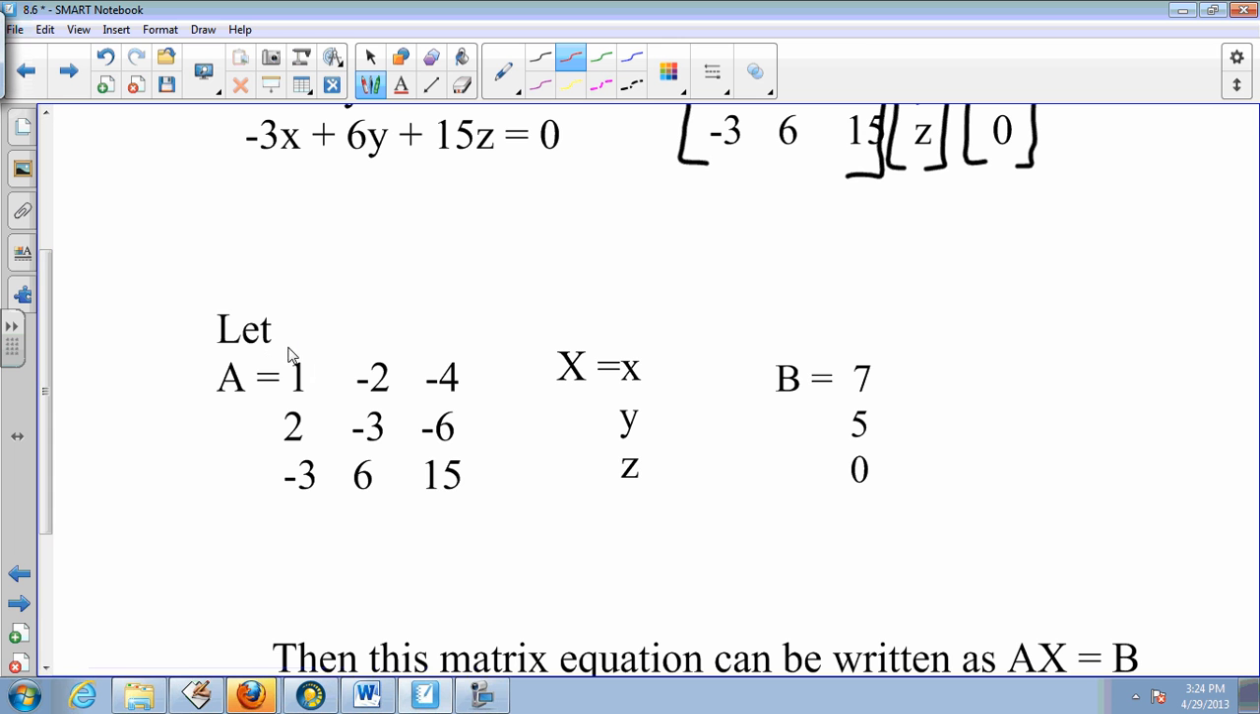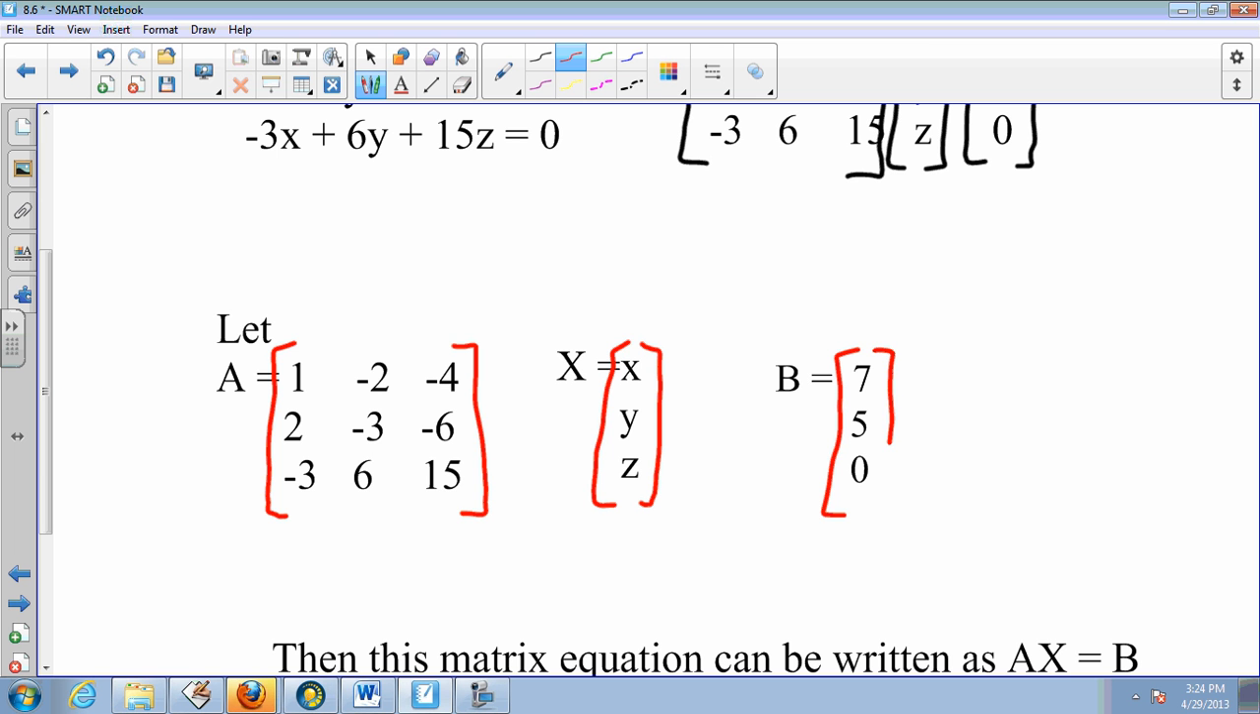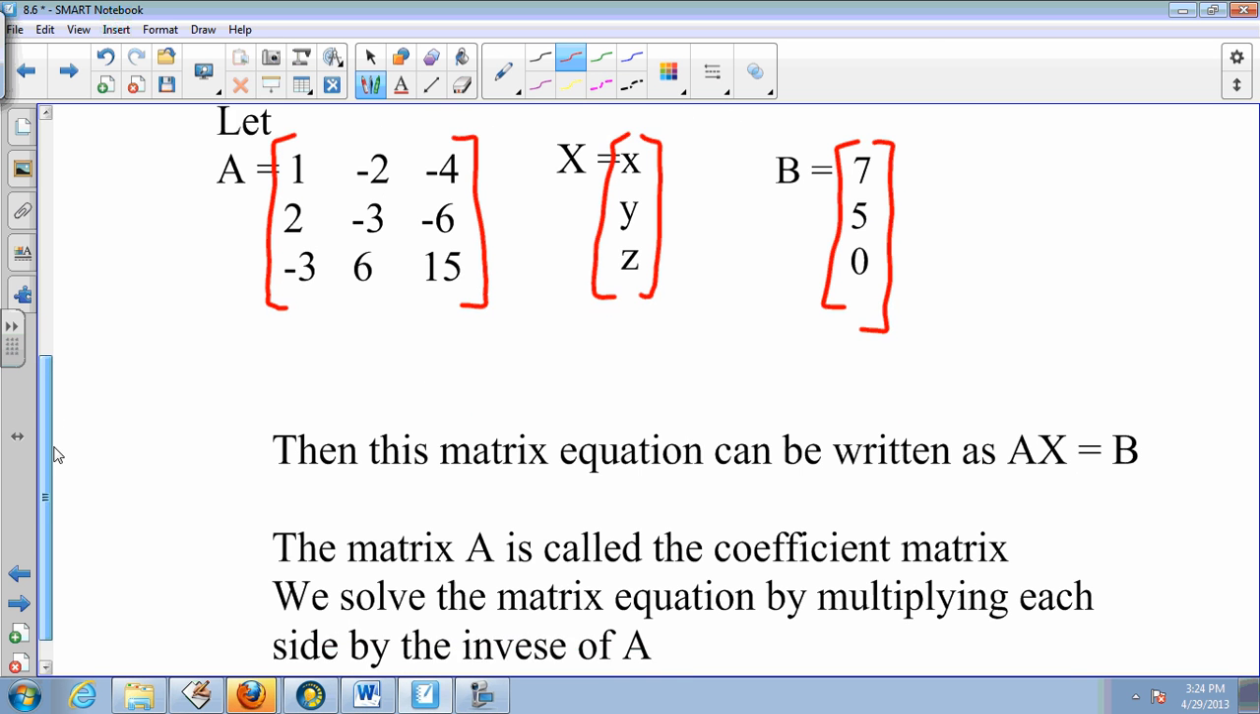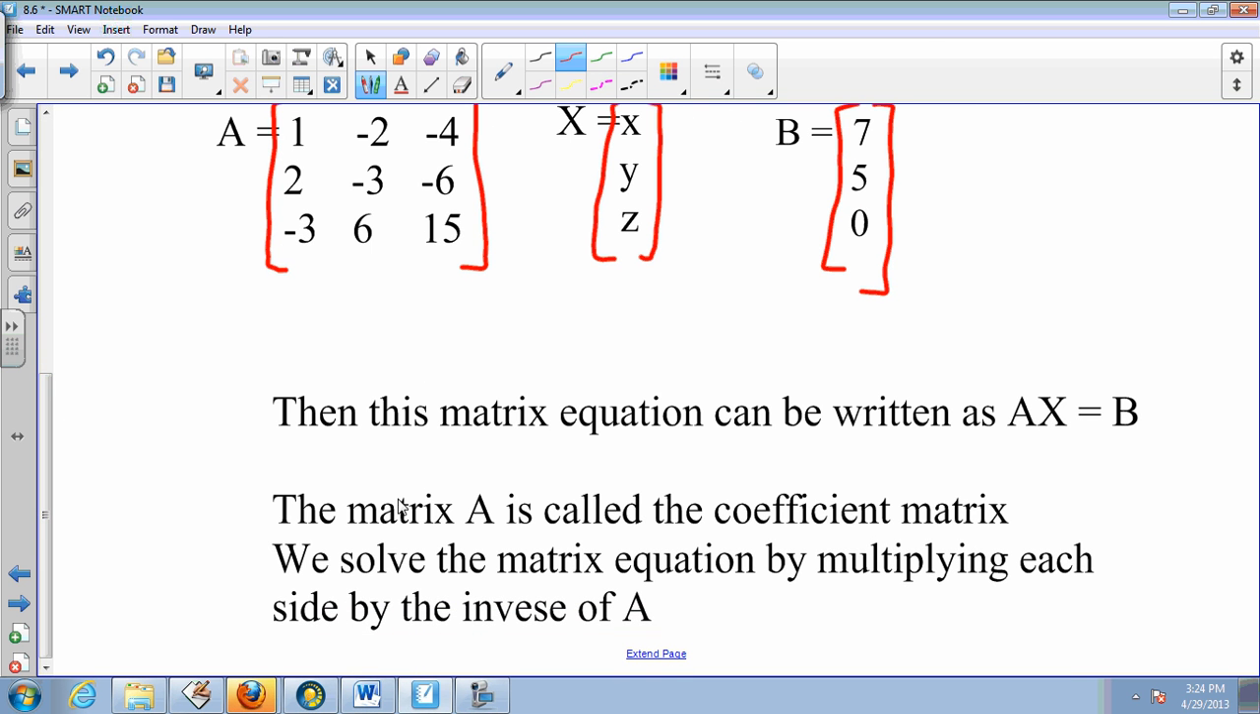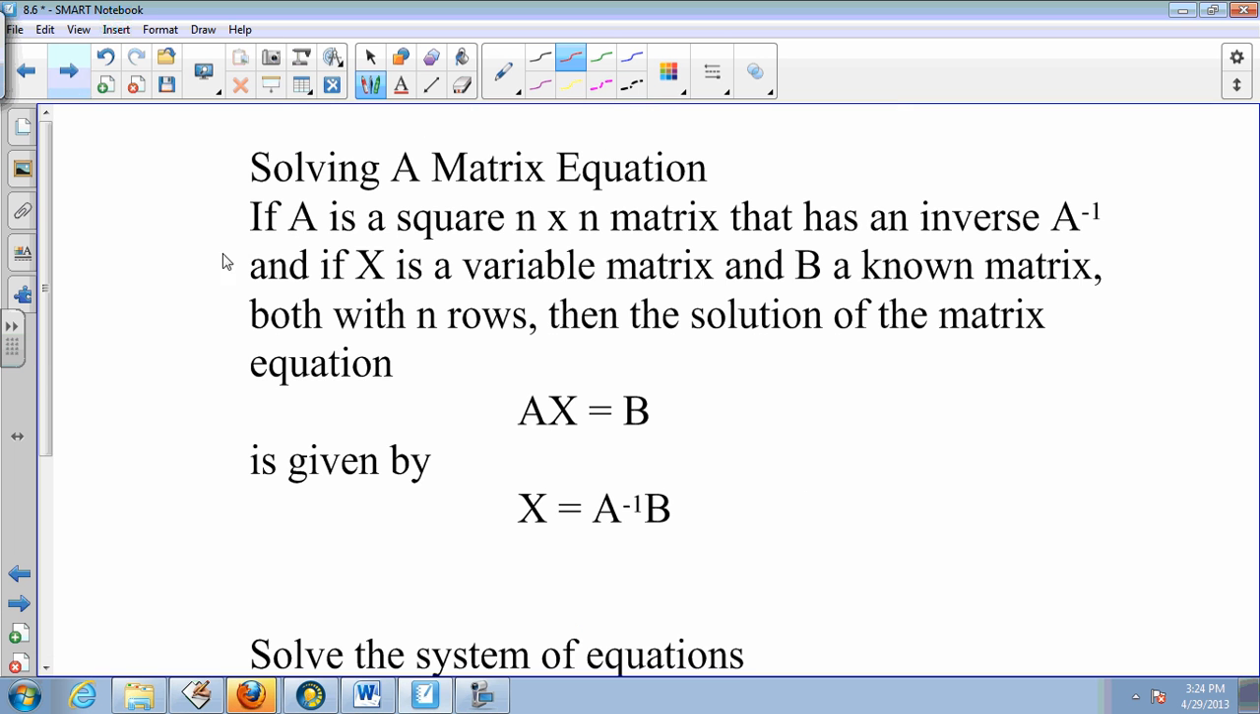So if we're given a matrix A, and a matrix X, and a matrix B, this matrix equation can be written as AX equals B. The matrix A is called the coefficient matrix, and we solve the matrix equation by multiplying each side by the inverse of A. So you would have to go through the work and find the inverse of A, and then multiply B by it. We're going to do this with a 2 by 2 matrix.